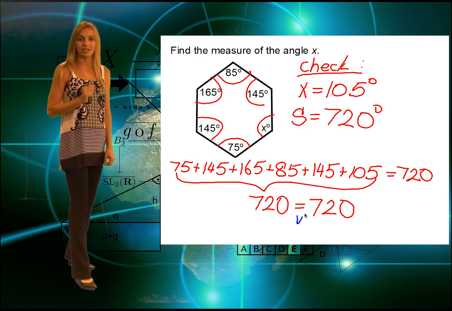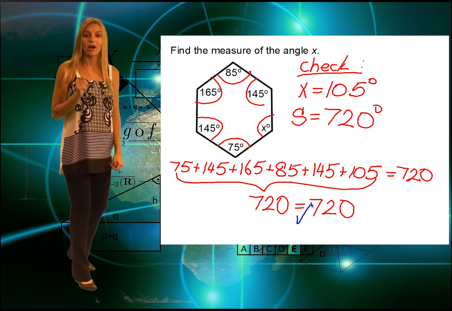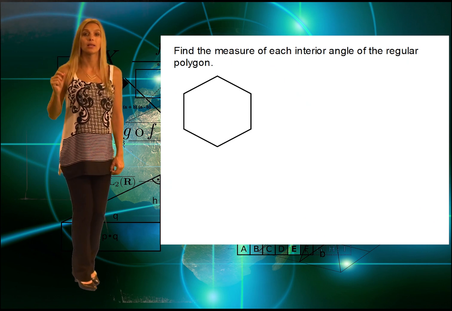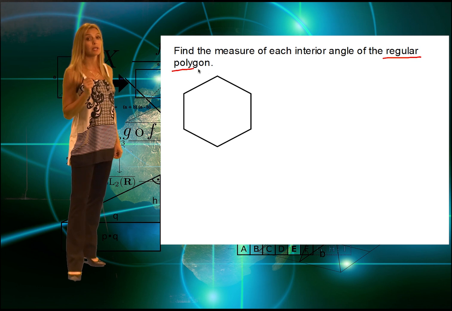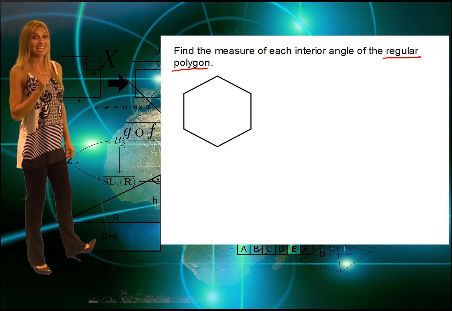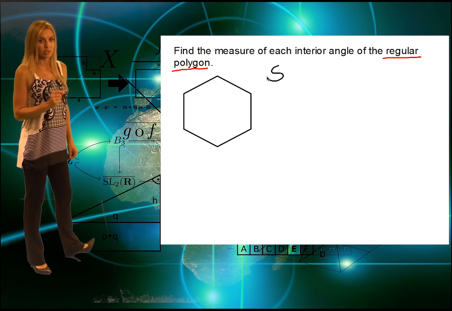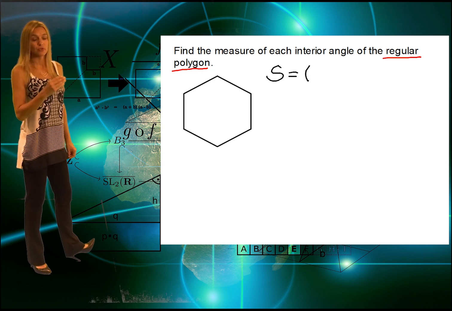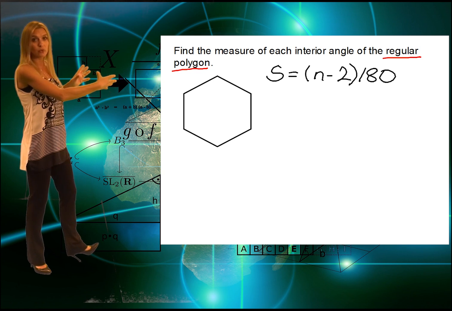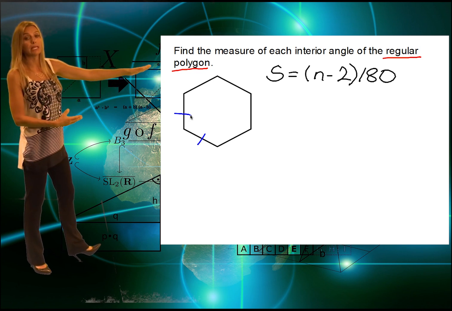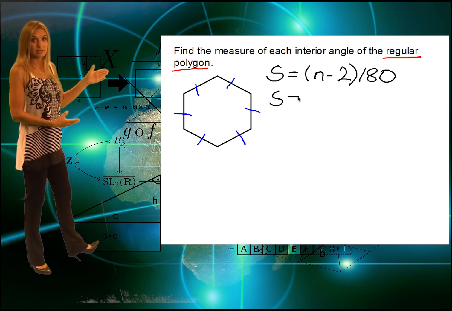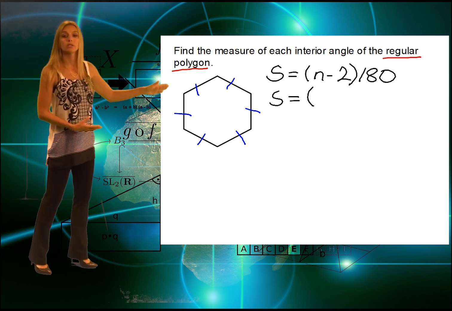Now let's look at what we have in here. The question says, find the measure of each interior angle of the regular polygon. Now remember what we said about regular polygons. Every angle in a regular polygon has the same measure, is congruent, right? So we are going to first find out how many degrees are inside this polygon using our formula S equals n minus 2 times 180. We counted our sides to replace the n. It's 6 minus 2, and the whole thing we're going to multiply by 180.